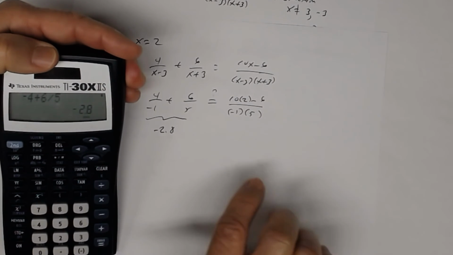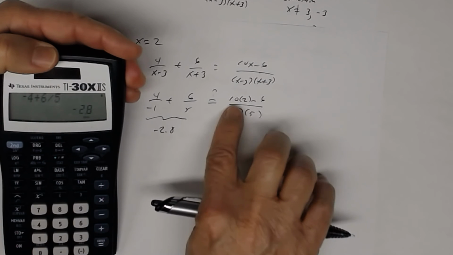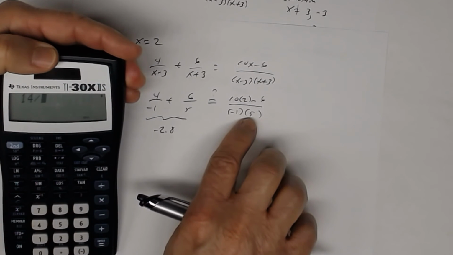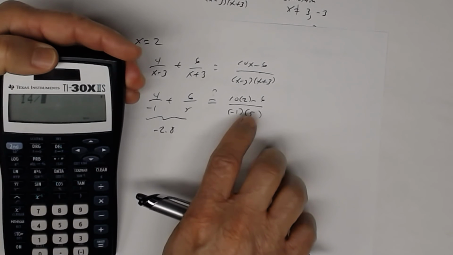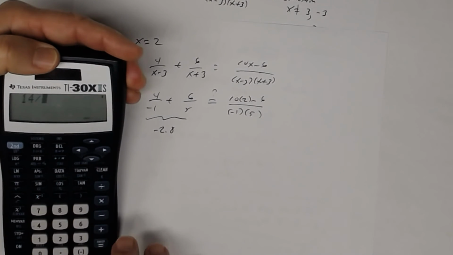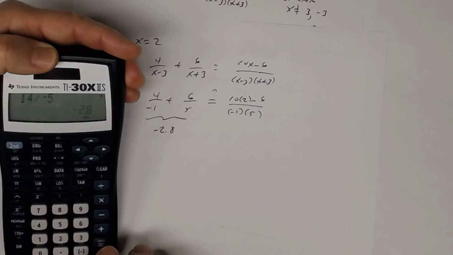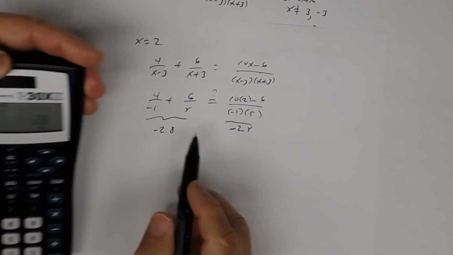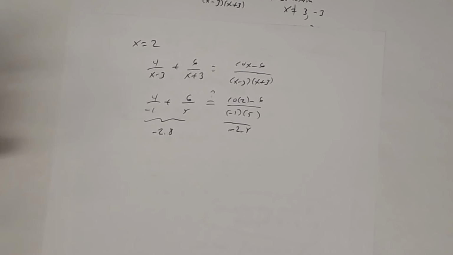Equal, over here, I get 20 minus 6, which is 14. So the numerator is 14, divided by negative 5, since negative 1 times 5 is a negative 5, so divided by negative 5 equals negative 2.8. See that? So x equals 2 is a solution. And you can continue on that. You could use decimals, you could use fractions. Remember, those are real numbers.